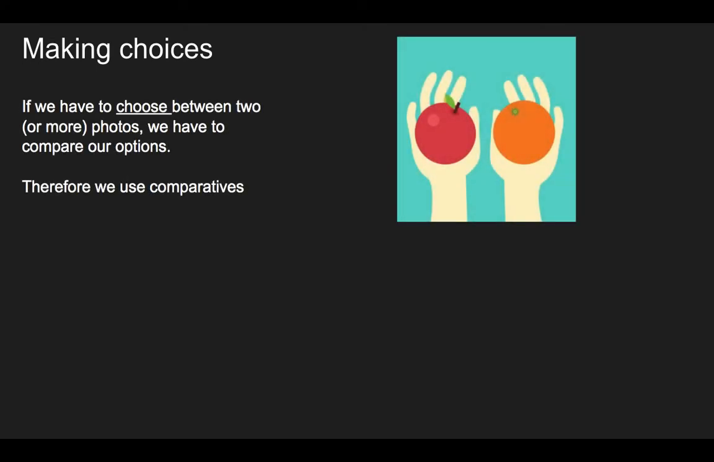So, when we're making choices, we're choosing between 2 or more options. So to do this, we have to compare our choices, compare our options. So we have 2 options or more than 2. We have to compare in order to make a choice. So we can use comparatives.